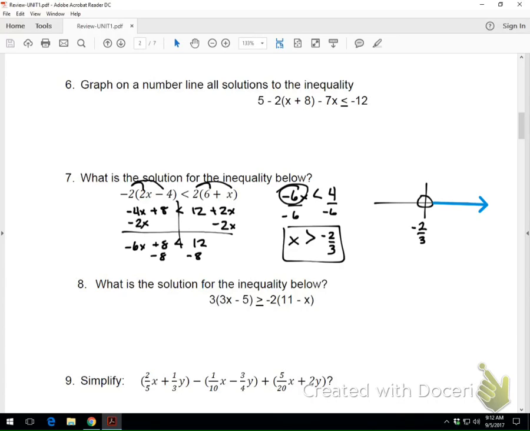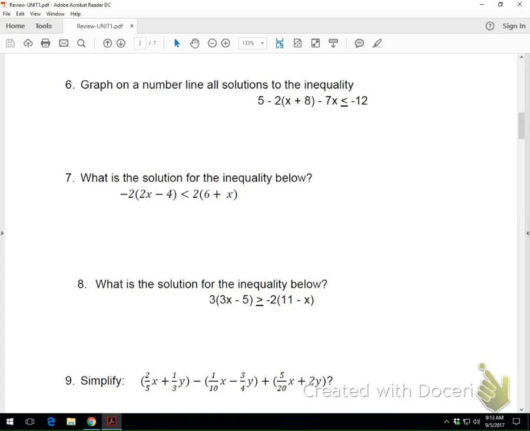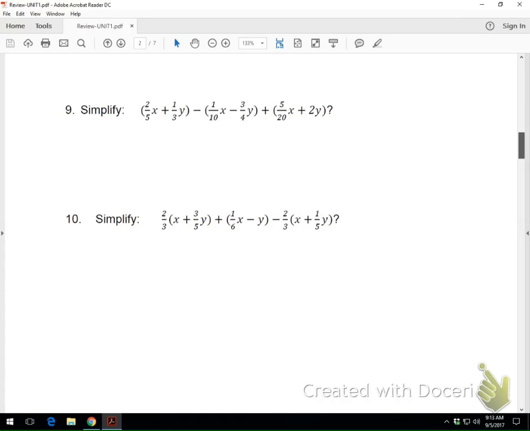Okay, number 8. I'm going to let you do that here in a little bit. Okay, let's go to number 9. Simplifying. If you notice, a lot of fractions. There are some fractions on the test. Now, this first one you can't do anything with, so I'm going to just write it down. 2/5 x plus 1/3 y. You don't have to do the claw because there's nothing out front.